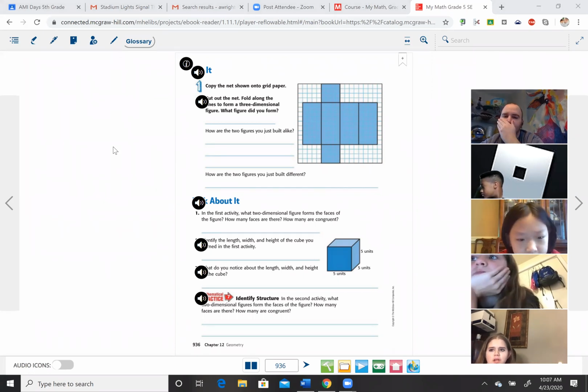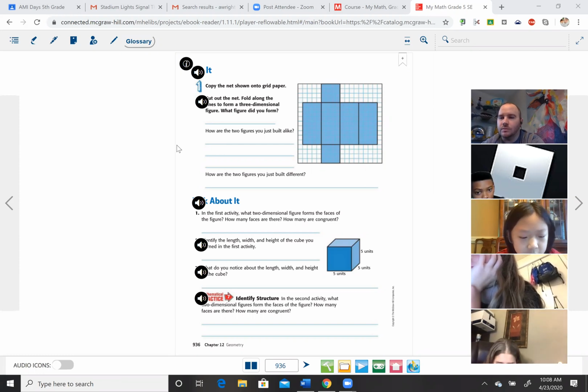So it says, try it. It says copy the net on a grid paper. You don't have to do that. You also don't have to cut it out. But what figure is going to form when we do this?